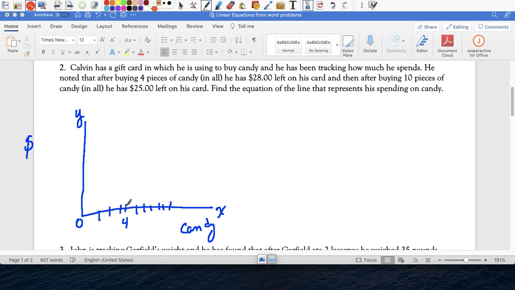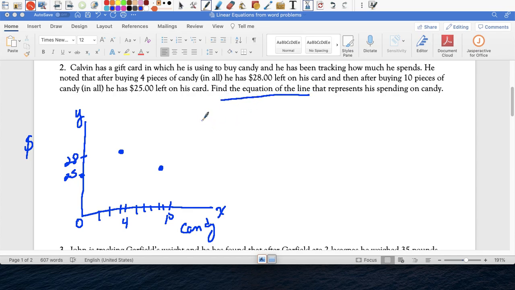So I know that when there are 4 pieces of candy, the gift card has $28 left, right here. And then after buying 10 pieces of candy, he has $25 left. Let's make that 25. Here are my 2 points. Of course, the more candy you buy, the less money you're going to have on your gift card. So again, find the equation of the line.